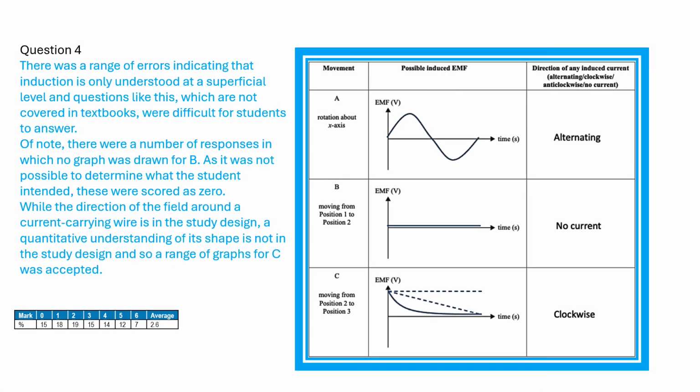Movement A is alternating because the loop is rotated at a constant speed. Since magnetic flux is not changed when the loop is moving parallel to the current, movement B does not induce any current. When the loop is moving away from the current, perpendicular to the current, the magnetic flux decreases. So, the current is induced. Applying Lenz's law and the right-hand rule, the current in the loop is clockwise, and the EMF should decrease gradually.